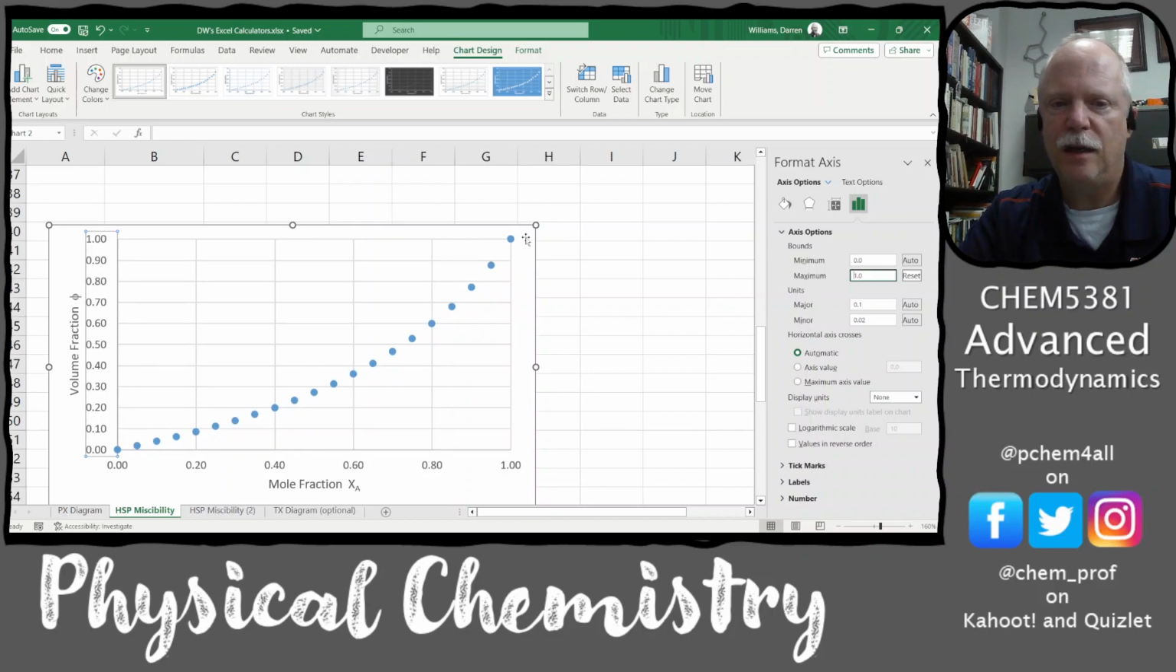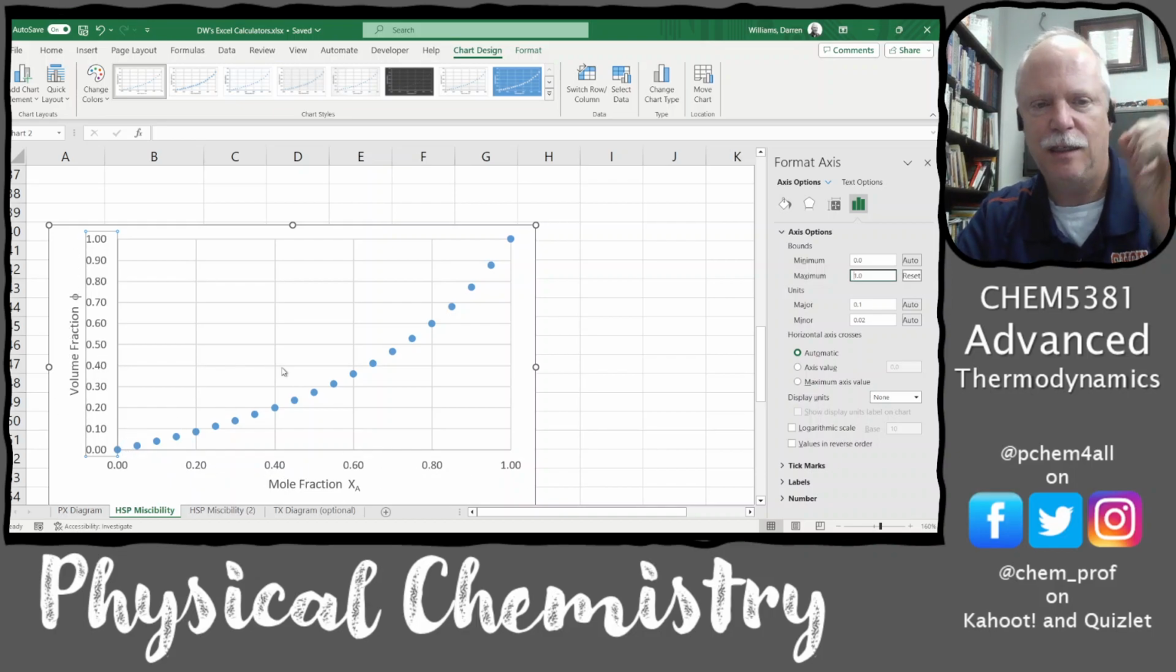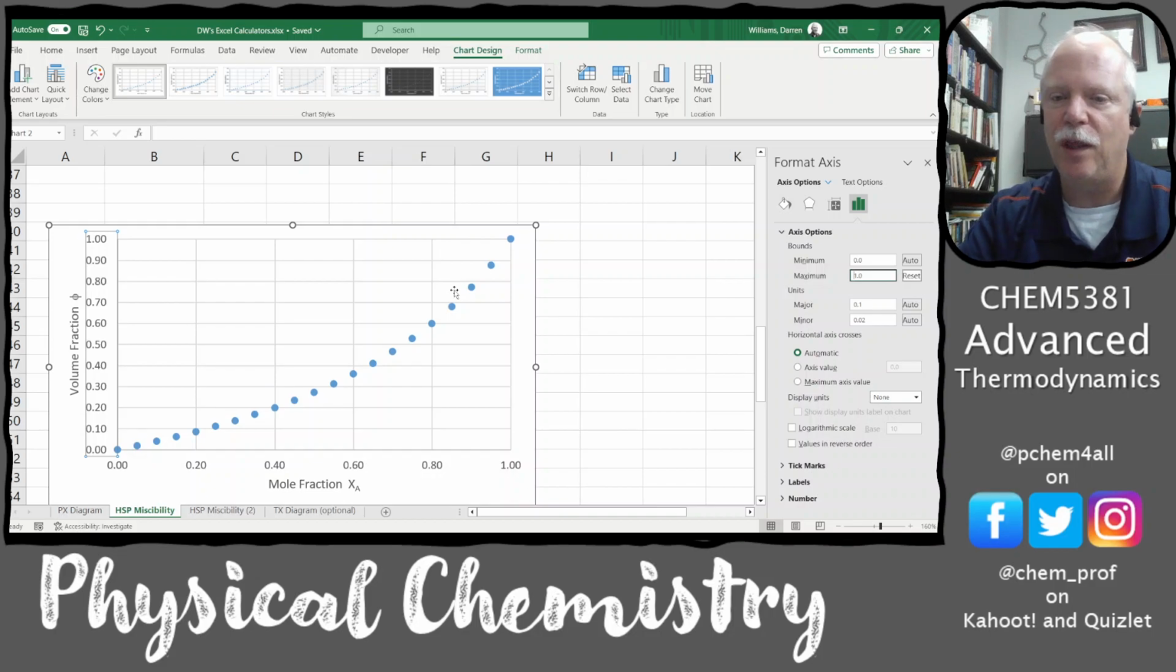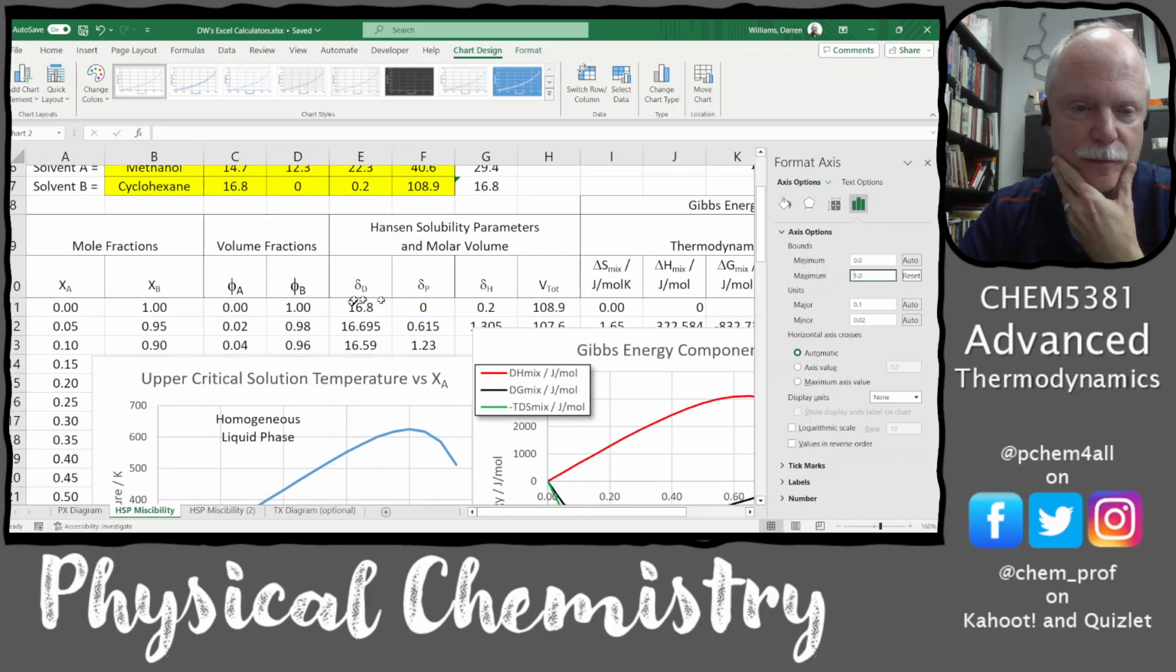But notice it's not linear. They're not exactly the same. So mole fraction on this axis, volume fraction on that axis. It's not a straight diagonal line where they would be the same. The volume fraction is a slightly different function than the mole fraction. It's an important piece of this puzzle.